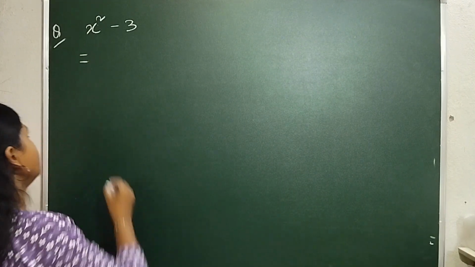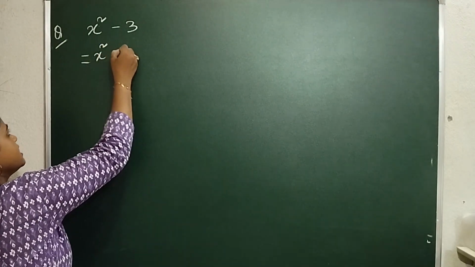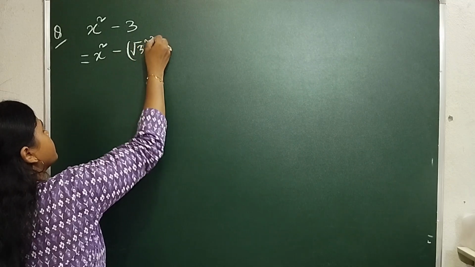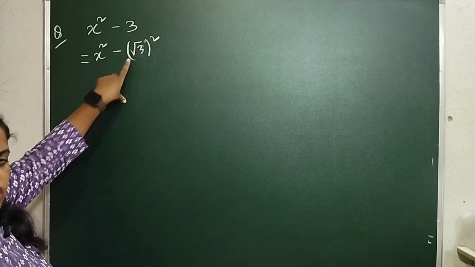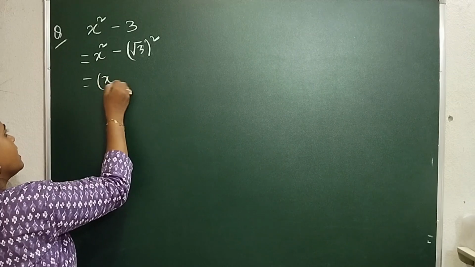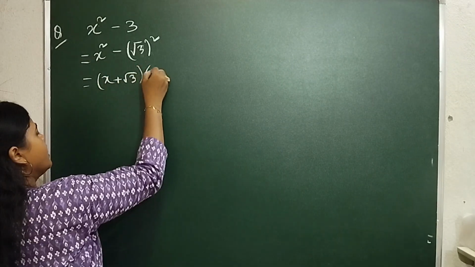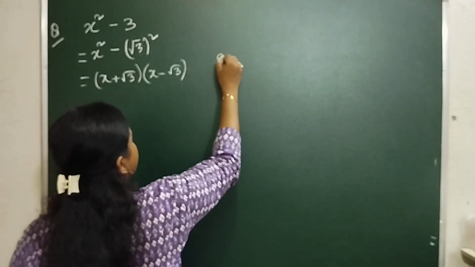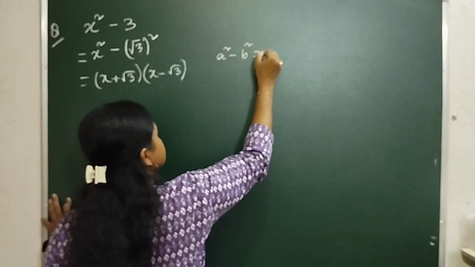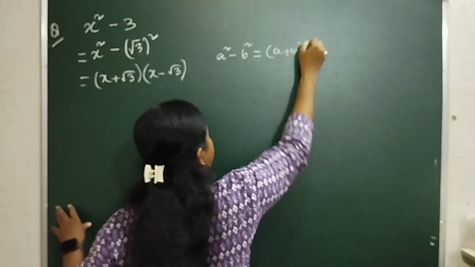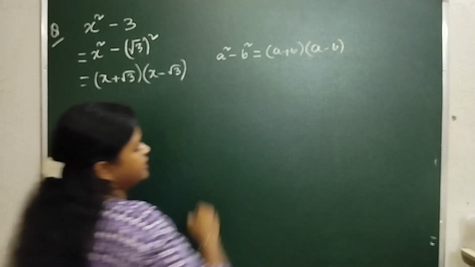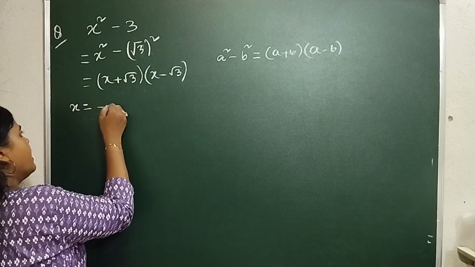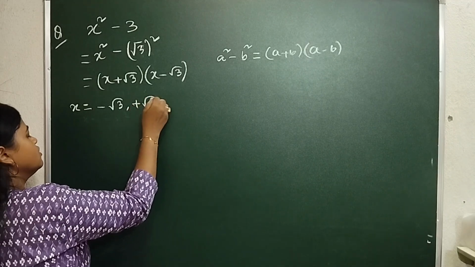So x square minus 3. x square remains the same, and 3 you can write as root 3 whole square. So that becomes the a square minus b square formula. So that is x plus root 3 into x minus root 3. A square minus b square is equal to a plus b into a minus b. Okay. So now the roots are what? Minus root 3 and plus root 3.